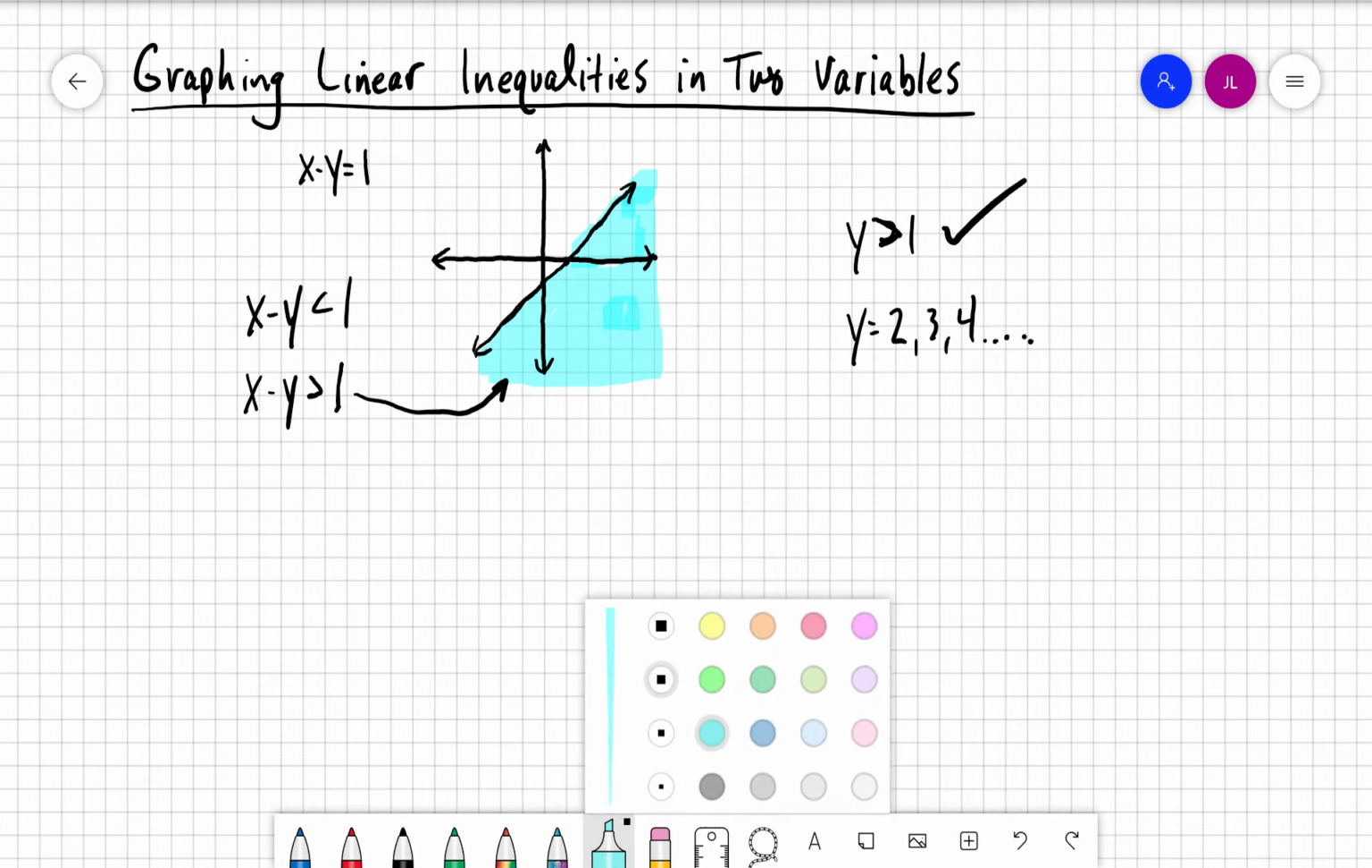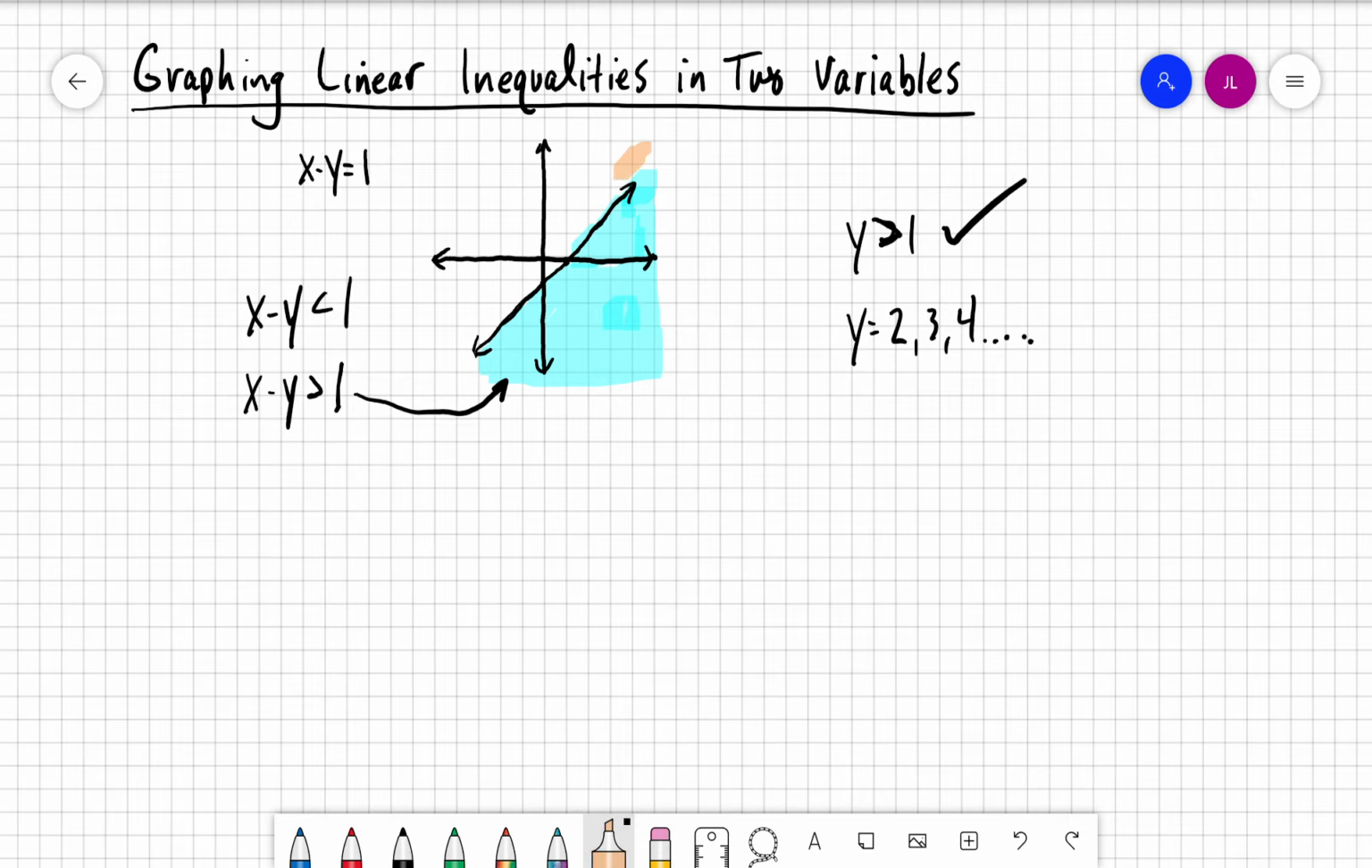If we take the other side of the line, maybe we'll shade that orange. It's not going to be real pretty, but okay. We can put that down here, and this side is blue. What we're saying here is x minus y is less than 1, do everything in orange, and x minus y is greater than 1, do everything in blue.